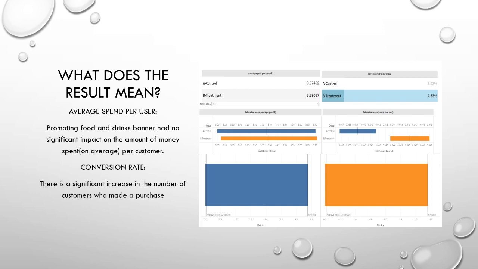It means that on the average, there was no significant difference between the average amount spent by customers in the control and treatment group. However, there was actually a difference in the conversion rate of customers between the two groups. So the conversion rate for customers in the treatment group was significantly higher than that of customers in the control group.